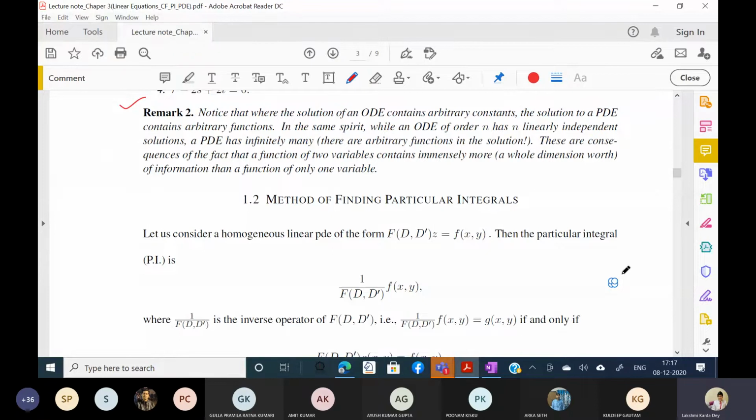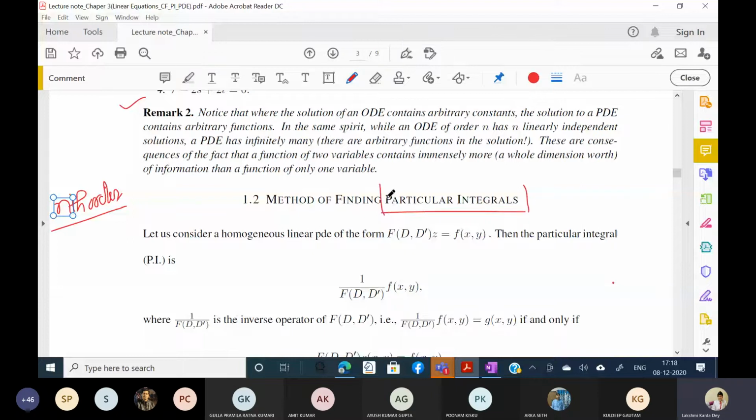So far in the last class, whatever we have learned is a special type of partial differential equation, which is a linear partial differential equation of nth order. But that partial differential equation has constant coefficients. So how to find the particular integral, that is the target for today's learning.